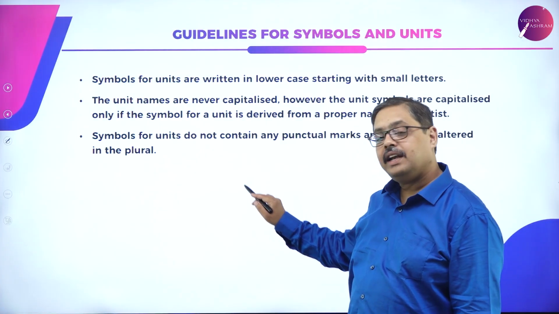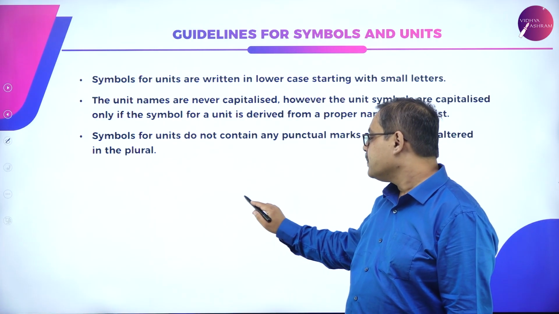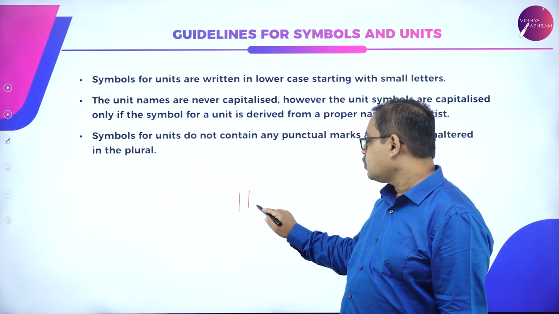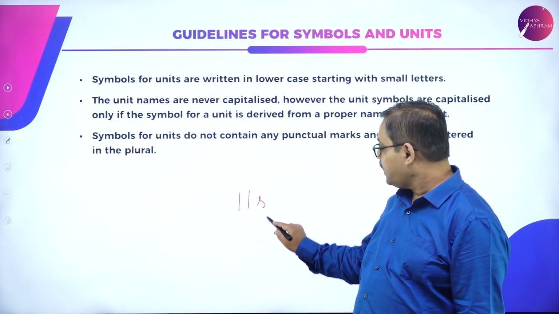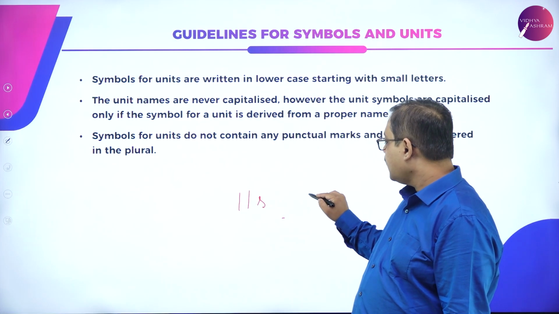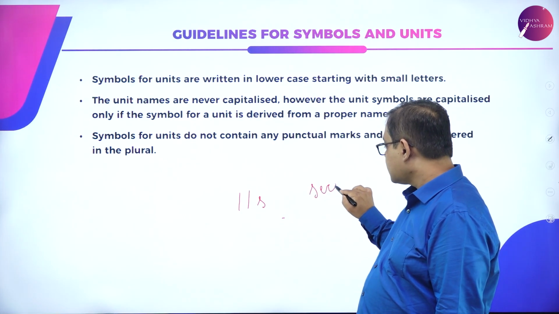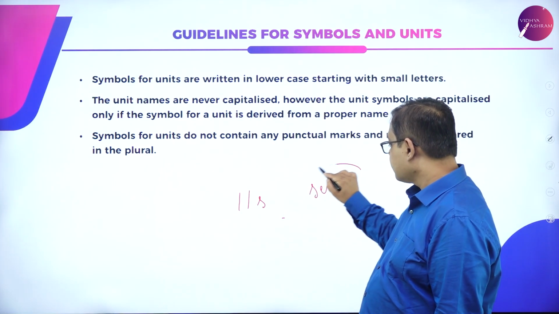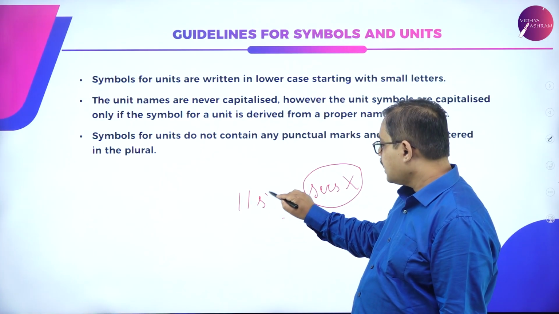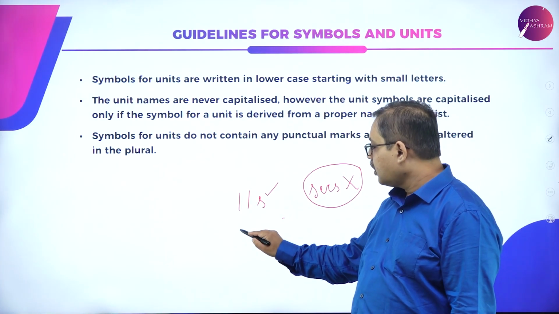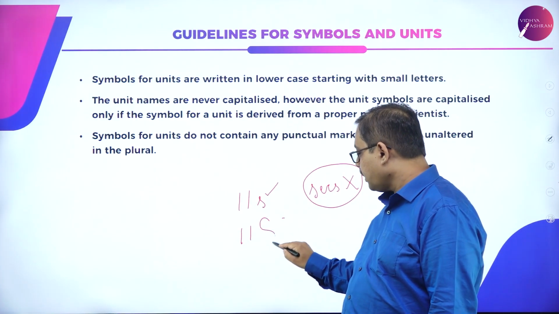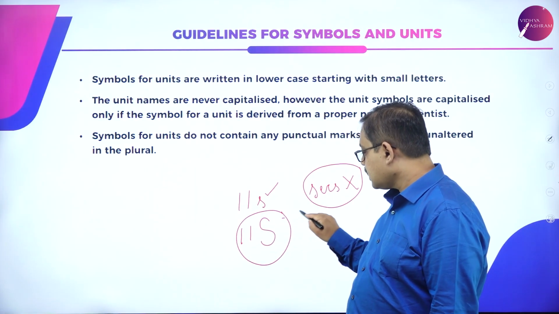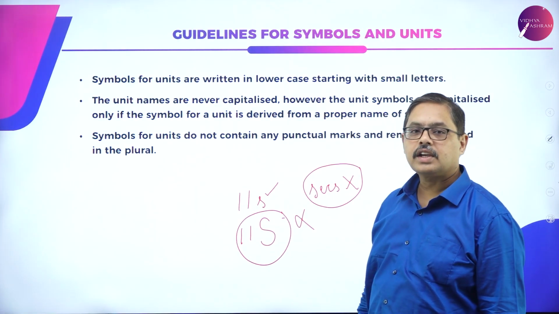Suppose I am writing second as the symbol. The time 11 seconds was employed. It has to be a small s. I cannot write it as "seconds" like this. No, this is wrong. This is the right one. I cannot write it as 11 seconds with a capital S. This is once again wrong. So what are the rules?